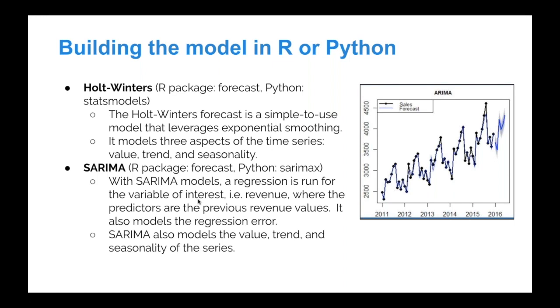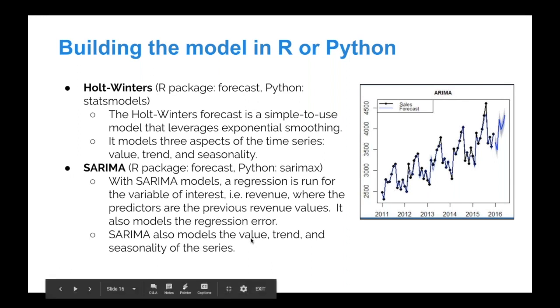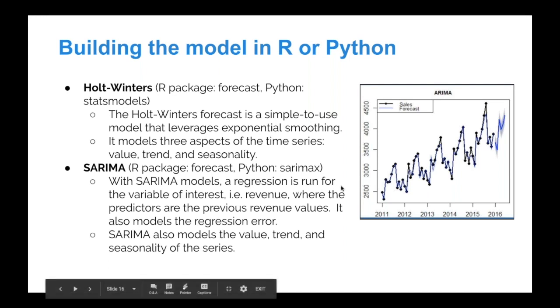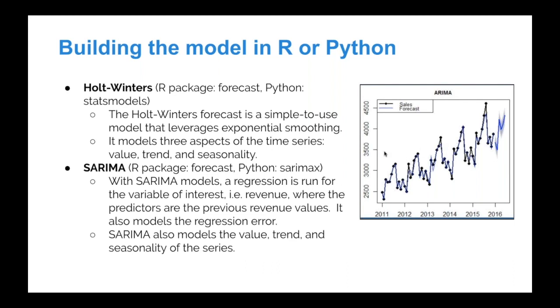One thing to call out with both of these techniques is that they model three different aspects of the series. They model the value, the trend, and the seasonality. You can think of the value as modeling the mean of the data. Basically, if we're going to just fit a horizontal line here, it finds the right place for the horizontal line. That would be modeling the value.